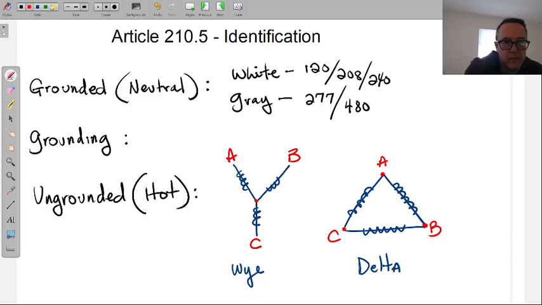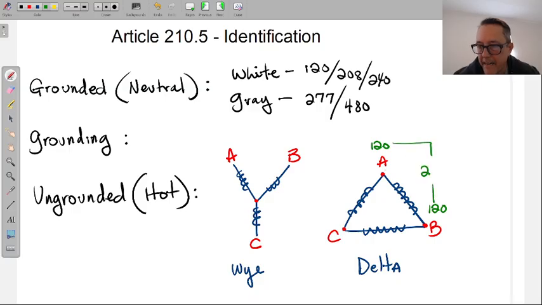I'll do the delta first. In the delta transformer, if I have 120 on A phase and 120 on B phase, because it's in series, those two voltages simply add up. So we'll have a 240 volt measurement between any of the two phases, A to C, B to C, or A to B.